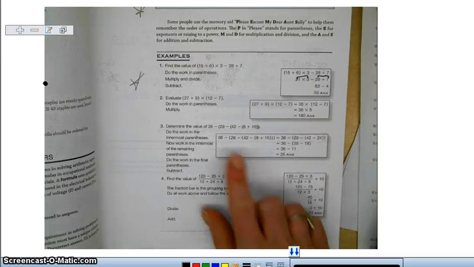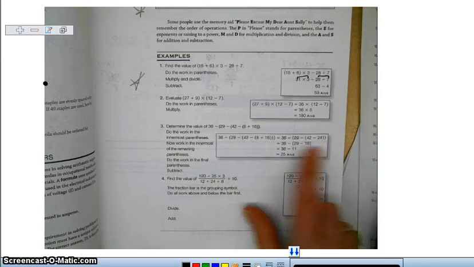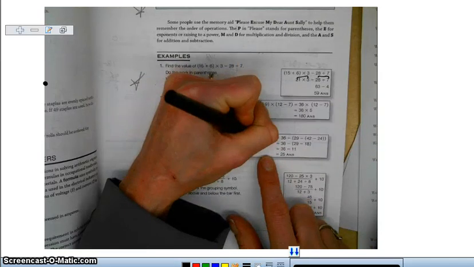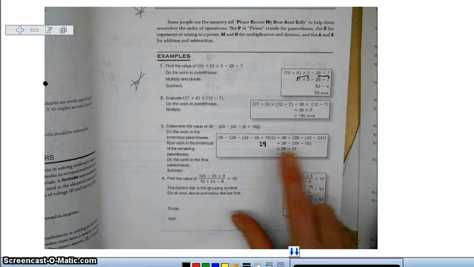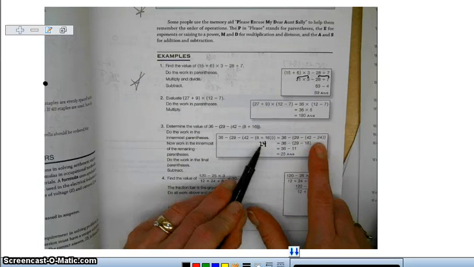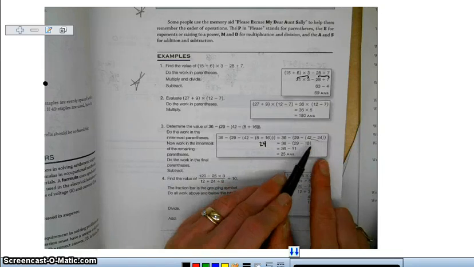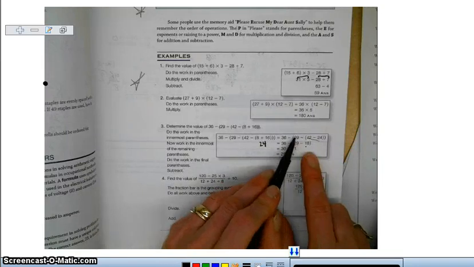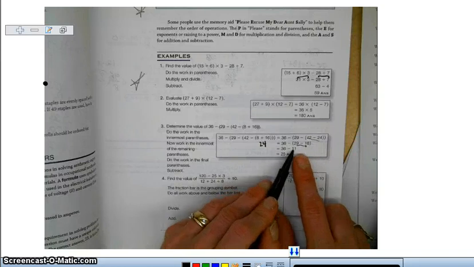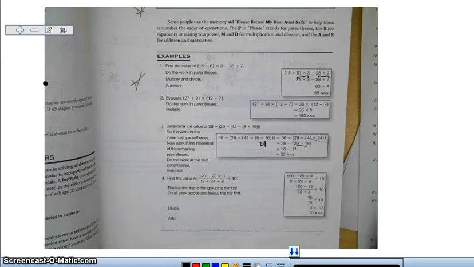Number 3 actually has lots of grouping symbols, so I find the one that's on the inside, which is 8 plus 16. So 8 plus 16 is 24. And then the next thing I'll do, if you notice this step, is 42 minus 24, that is 18, so the answer to that is right there. And then 29 minus 18, the answer to that is 11. Then 36 minus 11, the final answer is 25.